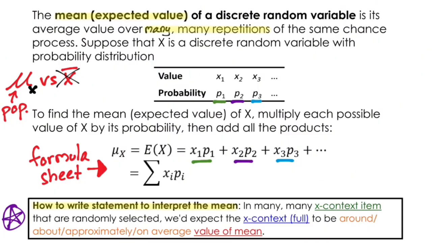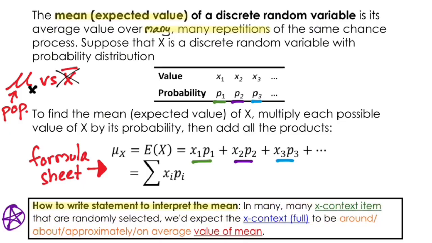It's pretty easy to do, but right at the bottom, before we do a sample problem, make sure you take down how to write and interpret the mean as a statement if you were to respond with it. This is incredibly important because it is the way you will answer this question to guarantee yourself full credit on any related exam. You would say, in many, many, and then include the context of the x value, in many, many blanks that are randomly selected, we'd expect the, again, include the context of the problem, to be around or about or approximately whatever the value of the mean was. This statement is the sentence builder for how to respond to the interpretation question.